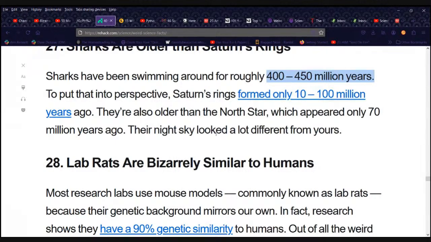Oh, they're also older than the North Star. I didn't read that the first time. Only 70 million years ago.